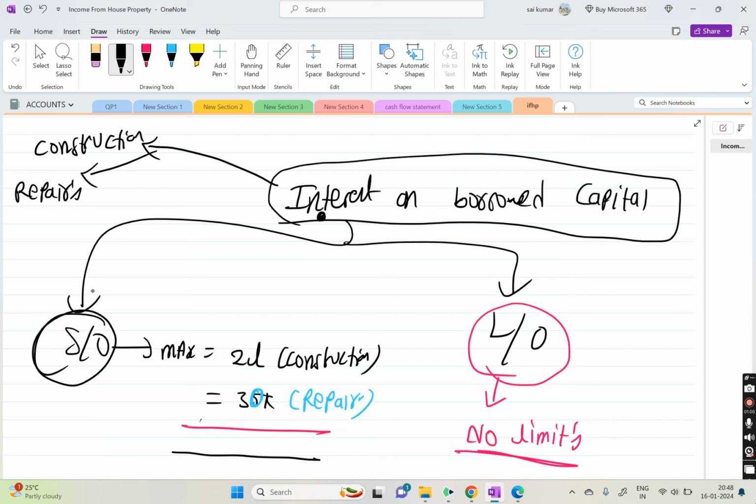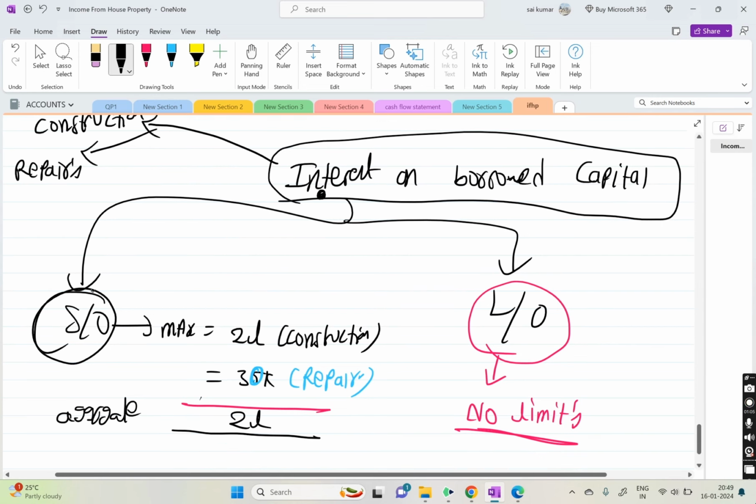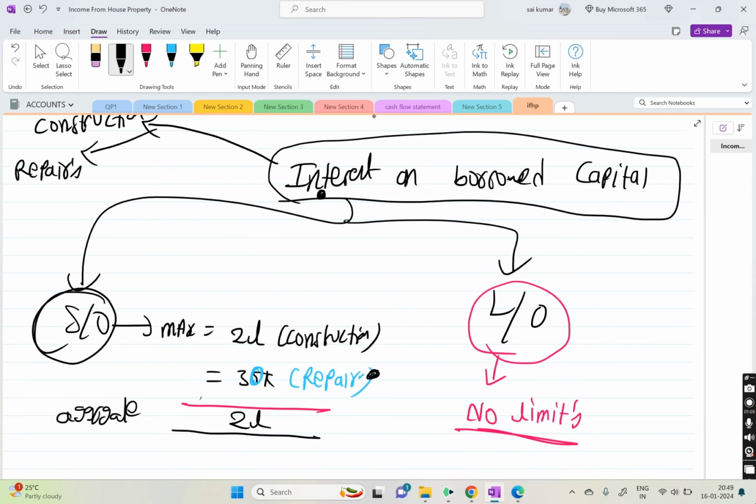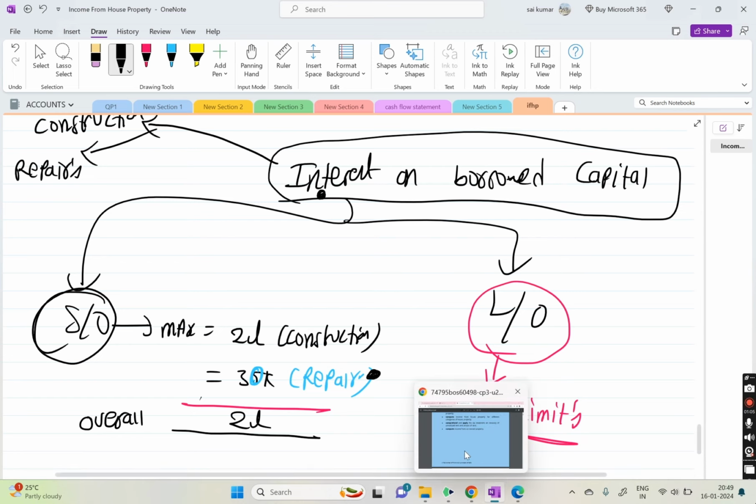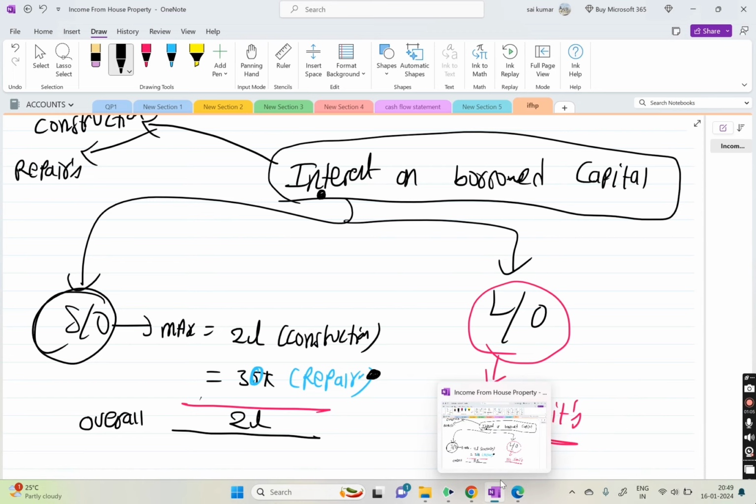You get this point, right? So in aggregate, it cannot exceed 2 lakhs. So maximum you can claim only 2 lakhs. But for repairs specifically, individually, I can claim a deduction of only 30,000, and then 2 lakhs for construction, and then again overall you cannot claim more than 2 lakhs. This is called ceiling limits. So more than this you cannot claim as a deduction. Did you guys understand? Yes, sir.